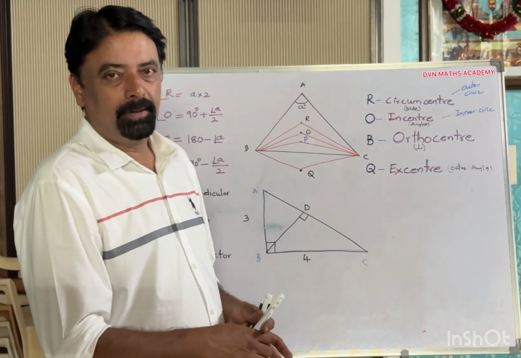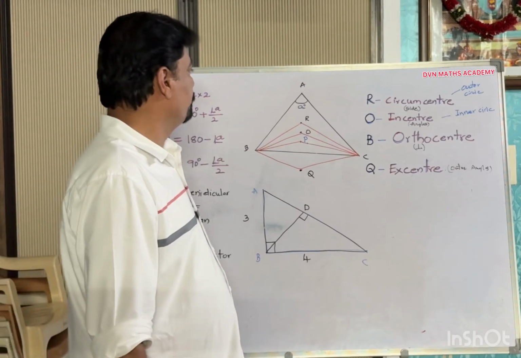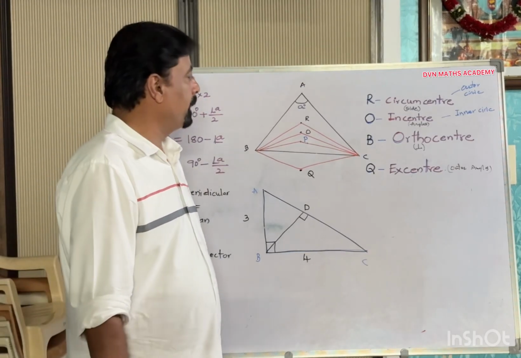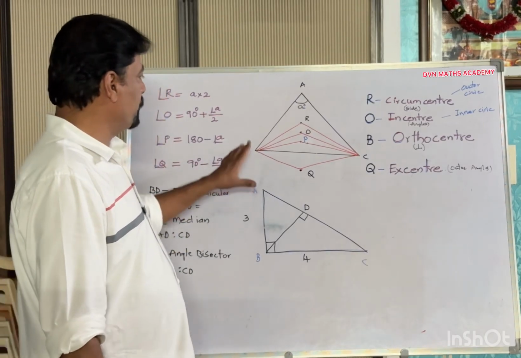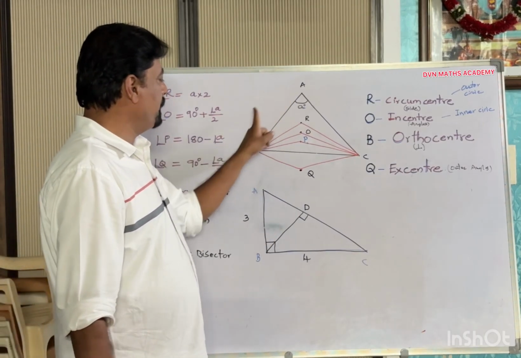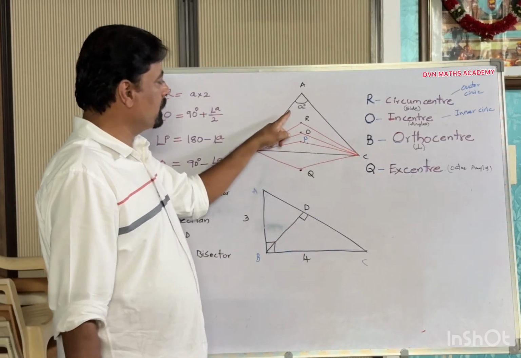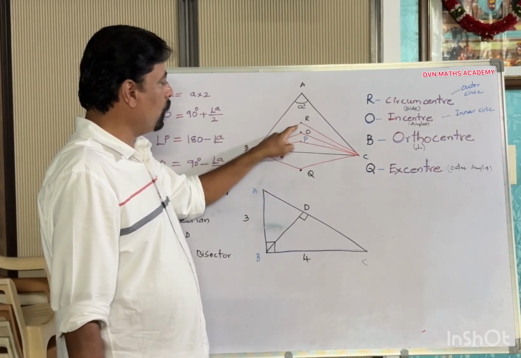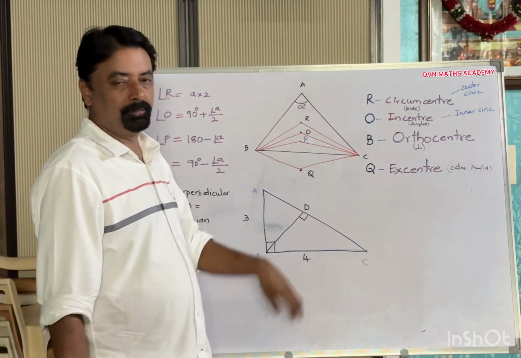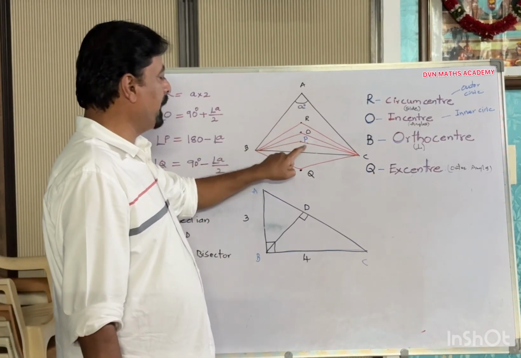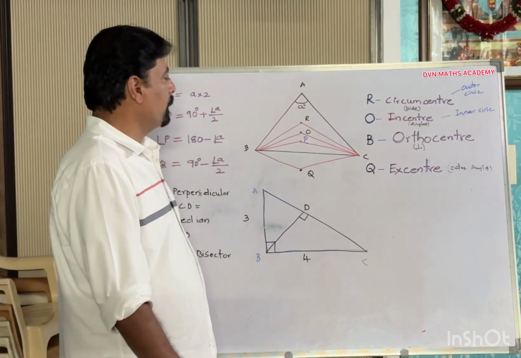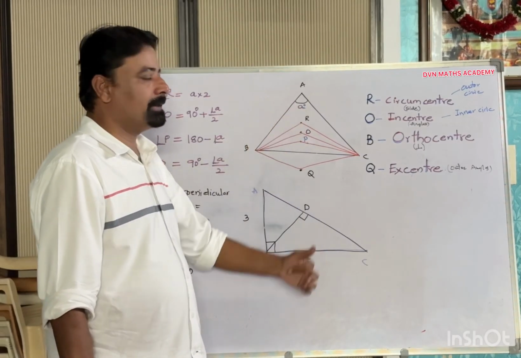Hello everyone. Today I am going to explain two important concepts in geometry. So first one, if you see this figure, ABC is a triangle. Here I put some points R, O, P and Q. First we need to know what is R and what is O and what is P and what is Q. So there are different types of centers in a triangle.